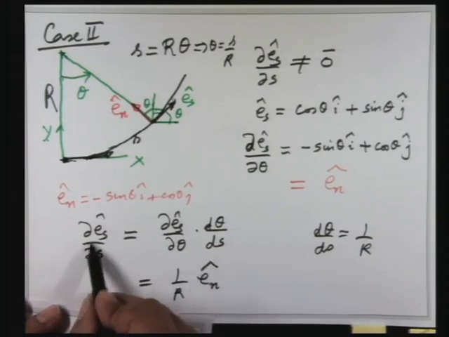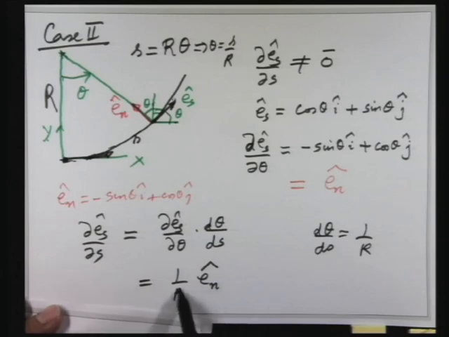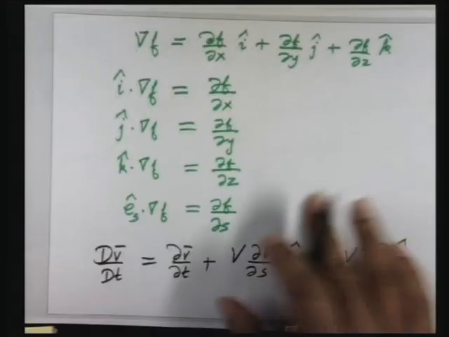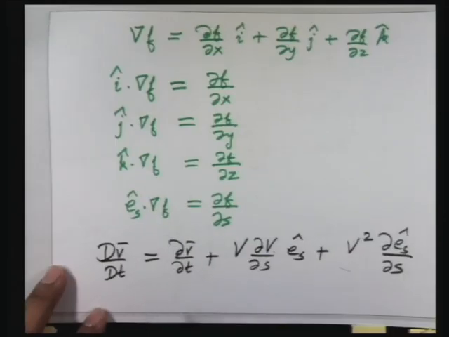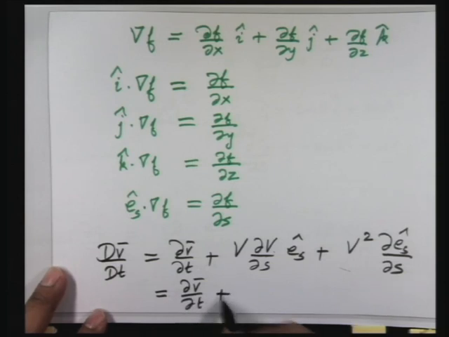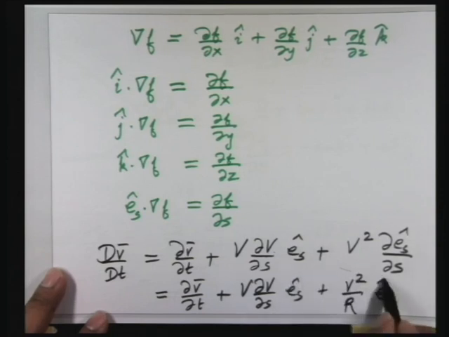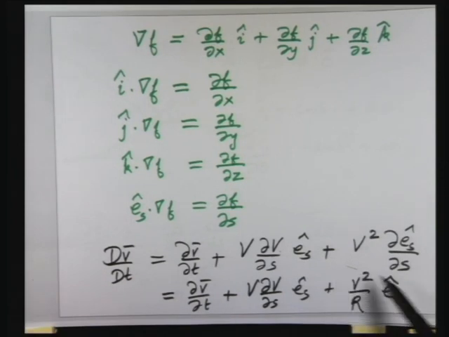So del of Es del S is 1 upon R En. Now if you come back and look at this expression over here, I can write this as del V del T plus V del V del S Es plus V squared by R into En. So this is your centripetal term, the centripetal acceleration. En is pointing towards the center of curvature. So you can recognize this as the centripetal acceleration.